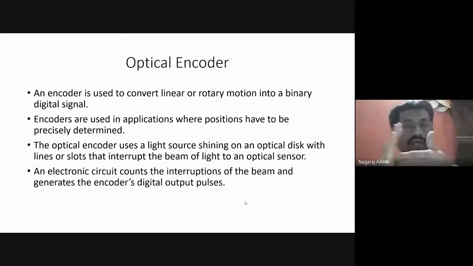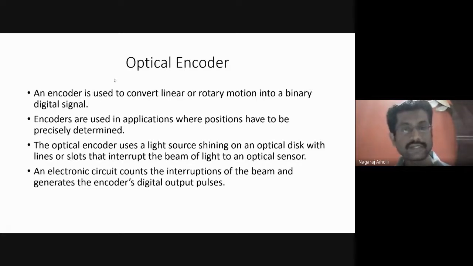This is how, by measuring the light intensity that is received at the other end, or by converting that light energy into electrical energy, we are able to sense the speed of the rotating object, or whether there is an object present or not. This is how it is done in the case of optical encoders. An encoder is used to convert linear or rotary motion into a binary digital signal based on the light energy that is passing through the slots of the disk. It is received at the other end, and the light energy is converted into electrical pulses or the binary signal, zeros and ones.